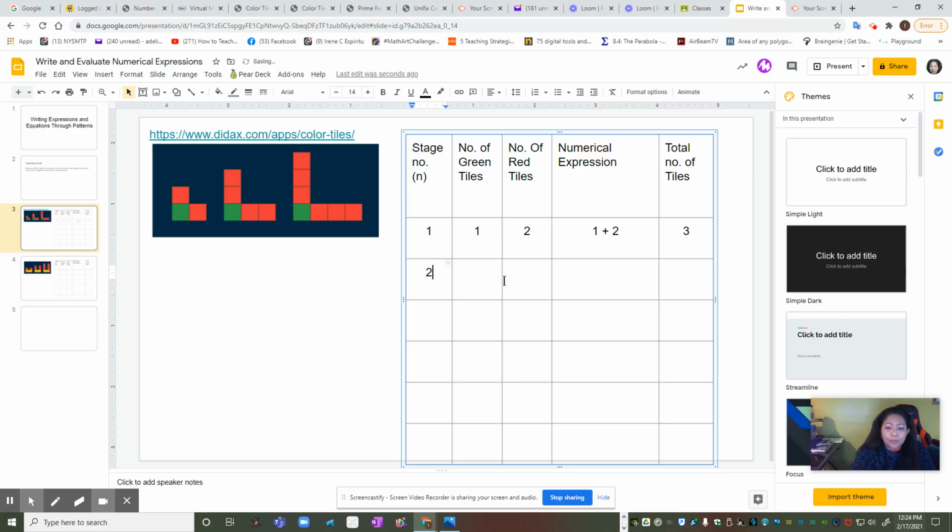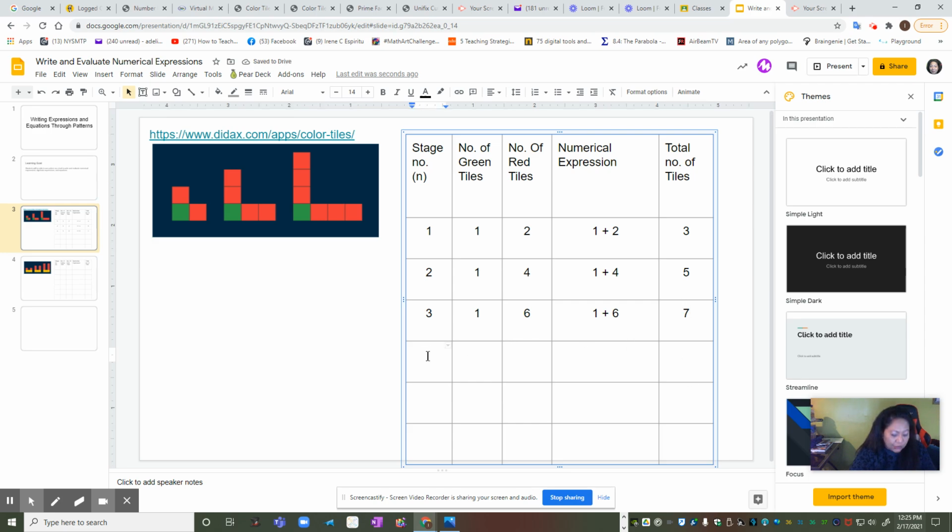For stage 2, we have one green tile again. The number of red tiles is 4. And the numerical expression for that, to get the total number of tiles, will be 1 plus 4. In total, we have 5 tiles. Stage 3, we have one green tile, and then the number of red tiles is 6. And the numerical expression for that will be 1 plus 6, and that would be equal to 7.